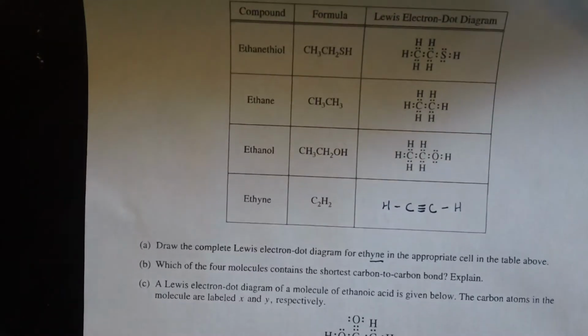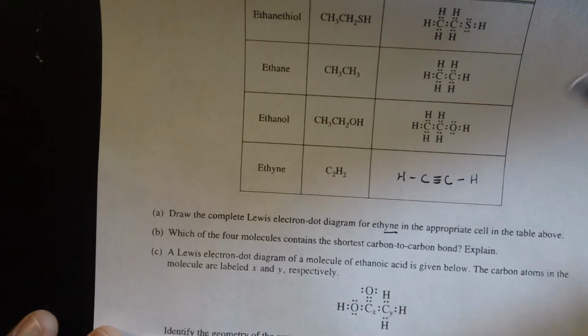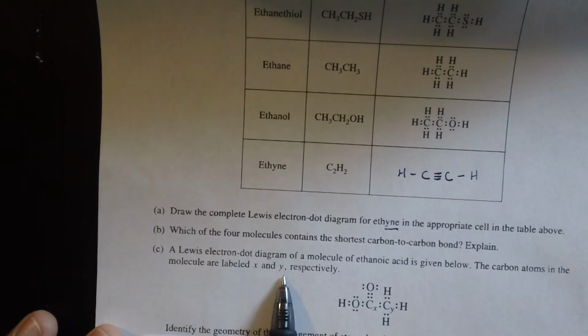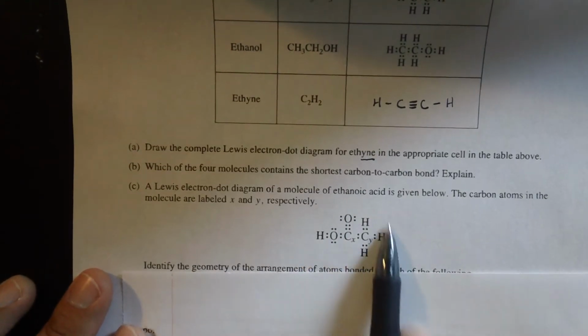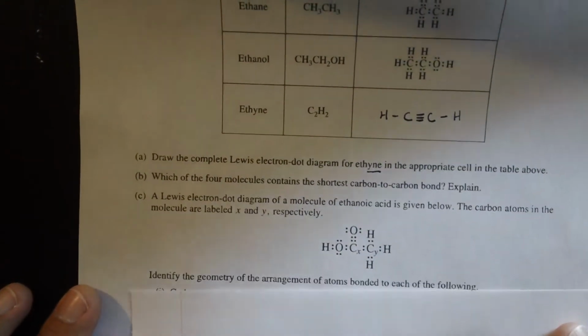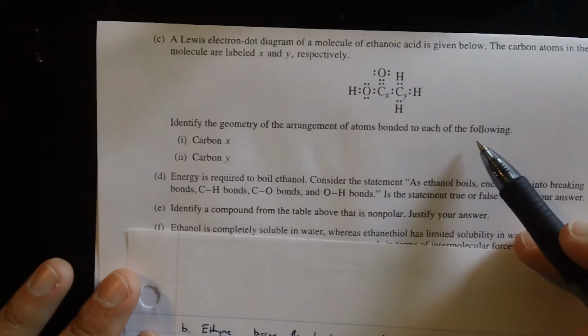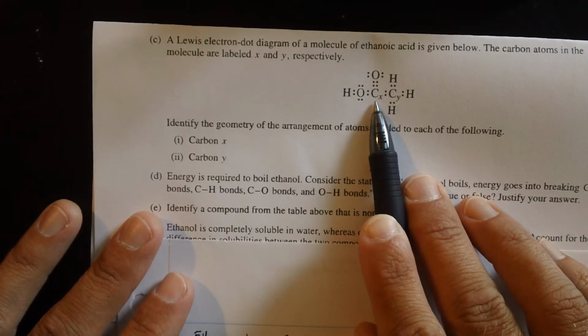And on part C, it says a Lewis electron dot diagram of a molecule of ethanoic acid is given below. The carbon atoms in the molecule are labeled X and Y. Almost every time you deal with a ternary acid or an oxyacid, it's hydrogen to oxygen to the rest of it. That's what we see here. And it says identify the geometry of the arrangement of atoms. Pull this bad boy over. So identify the geometry here for carbon X. Carbon X is the one sitting here.